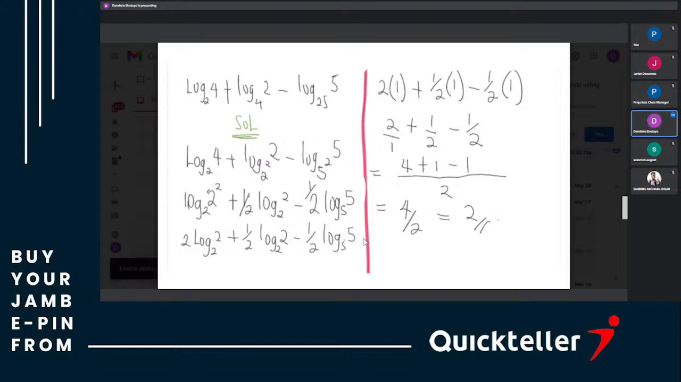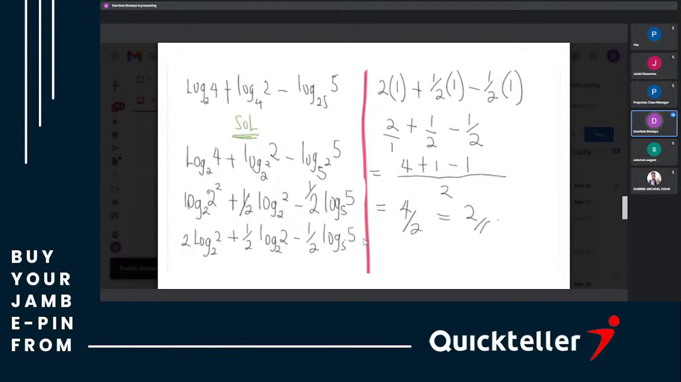Do you understand this thing? Make them into power form, please. Remember, 25 is 5 raised to power 2. 4 is 2 raised to power 2. That's the first step in logarithm most times.